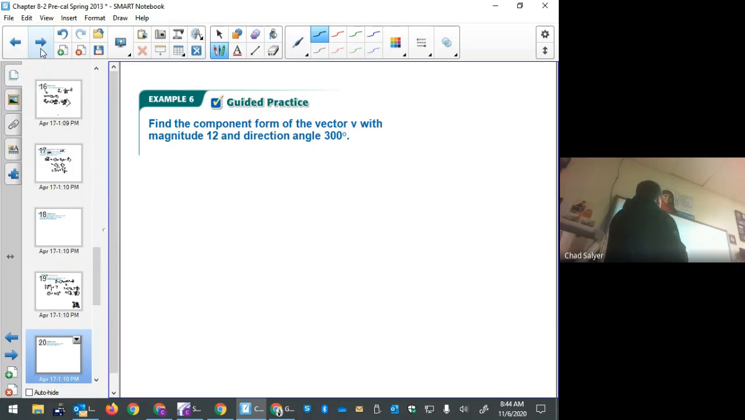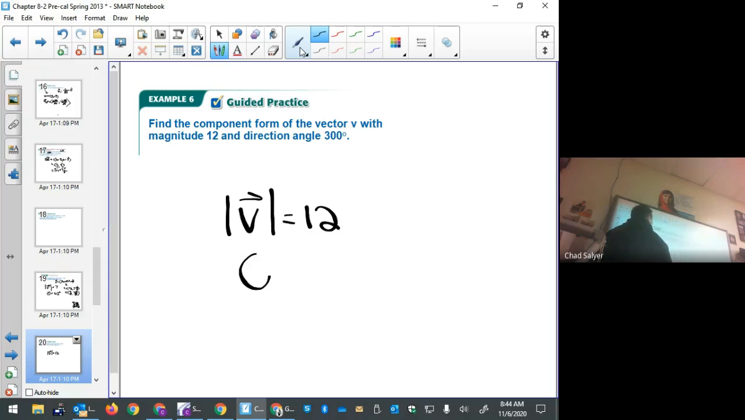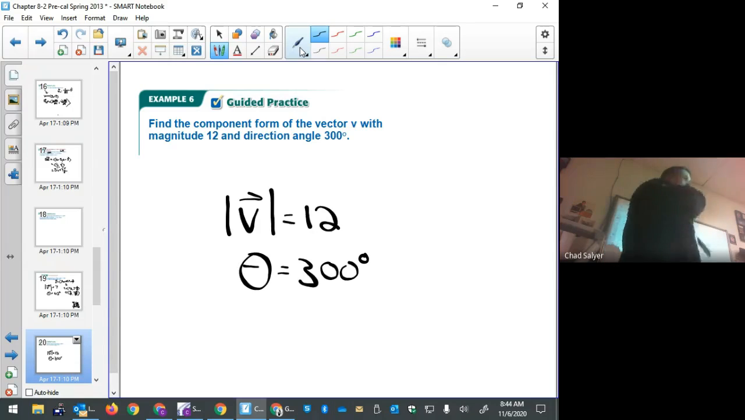Okay, so here's one for you. Find the component form of the vector v, where the magnitude of v is 12 and the theta to the horizontal is 300 degrees.